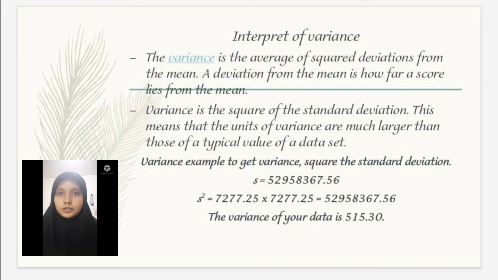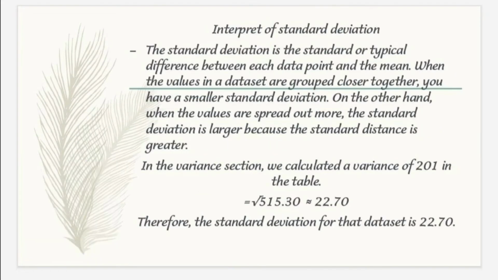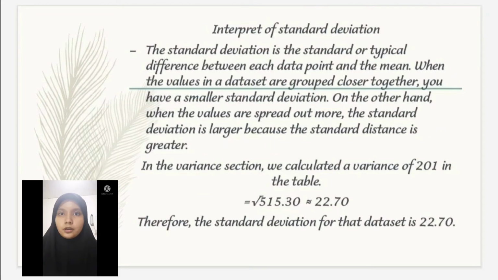Variance example: to get variance, square the standard deviation. S equals 22.70, S squared equals 515.30. The variance of your data is 515.30. Interpret of standard deviation.